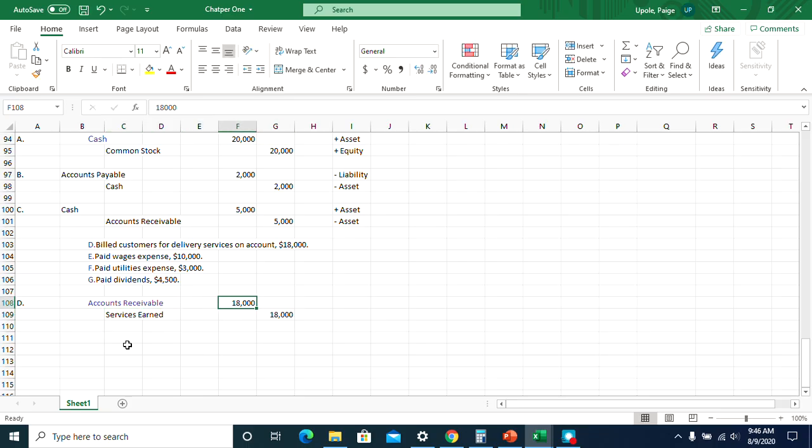Okay, why did I debit accounts receivable? Because it's an increase to an asset. Why did I credit services earned? Because it's an increase to an equity account in the form of revenue.